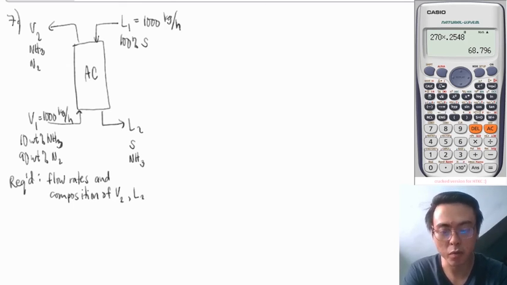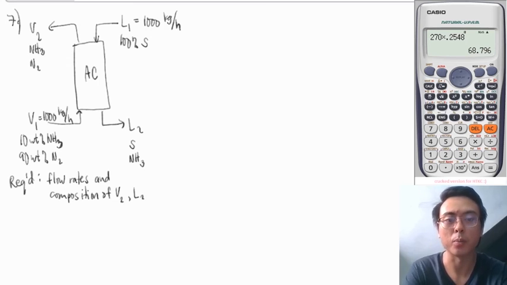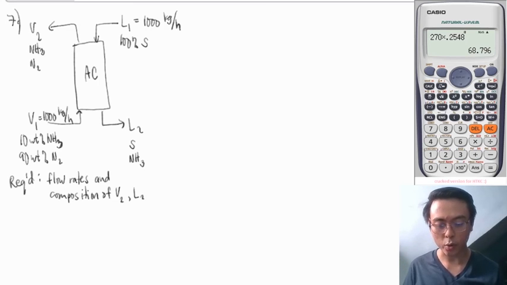Now, your two exit streams, V2 and L2, we have deduced that V2 will contain ammonia and nitrogen. Our first assumption here is that your solvent is non-volatile, meaning it will not evaporate to join the gas stream. Another observation here is the problem states that only 98% of the ammonia will be absorbed by the solvent. So the remaining 2% of the inlet ammonia would exit as a vapor in V2. The required are the flow rates and composition of V2 and L2. So let's begin the solution.